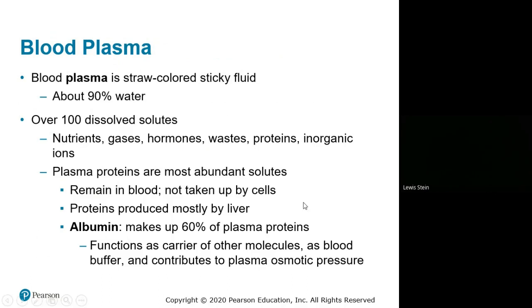Okay. Plasma proteins are the most abundant by far. By definition, if they're plasma proteins, they don't go into the cell. They are mostly produced in the liver, your principal protein producer.